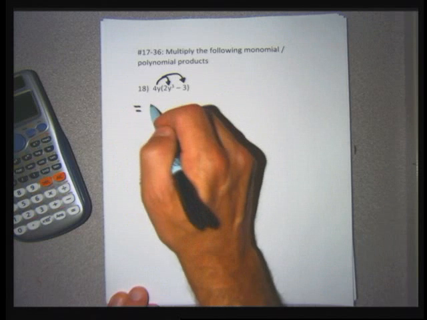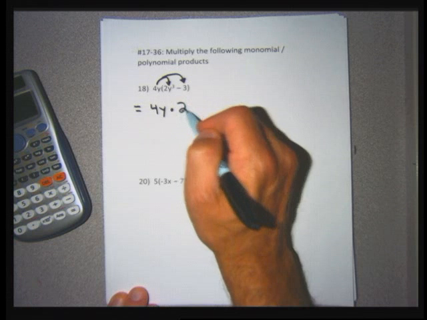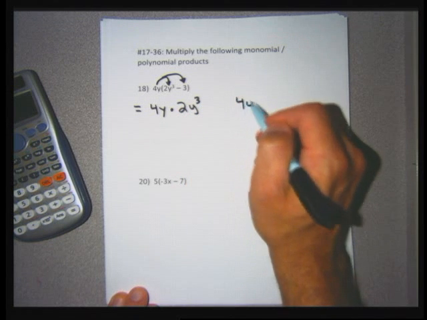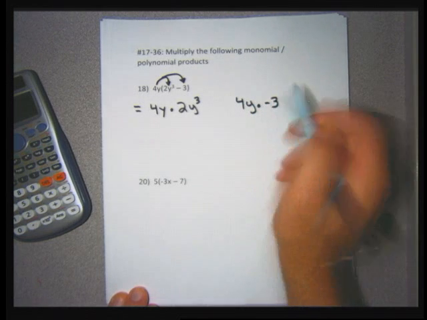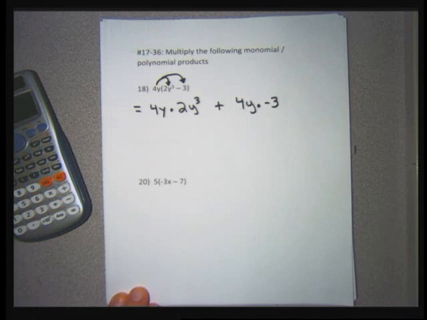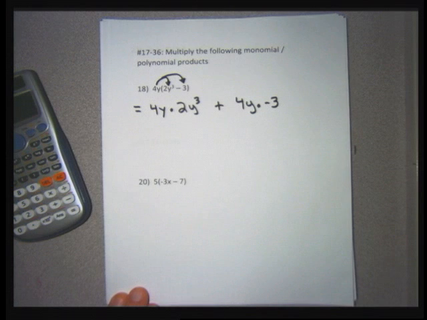So for 18, I have to multiply 4y times 2y cubed, and I also have to multiply 4y times negative 3. Usually I'd put a plus sign between these. Actually, usually I'd get to the answer without showing any steps, but if I'm going to show the multiplication separately, then for the results of the multiplication, a plus sign is a fine thing to put between them. Now I'm going to get a little bit lazier and start doing the multiplication without rewriting it, because I'm good enough at it at this point where I don't need to rewrite it.